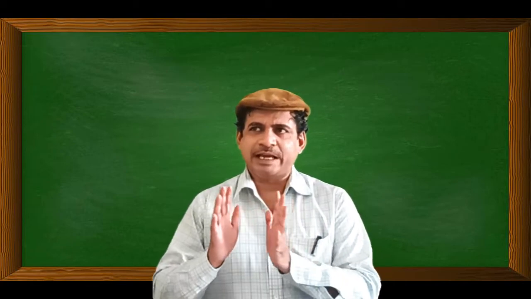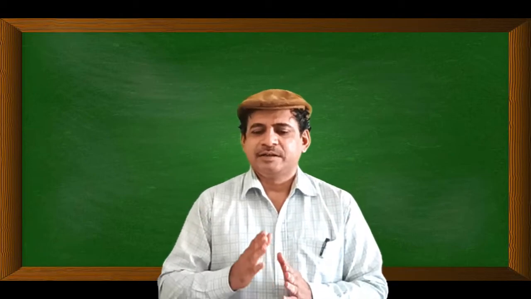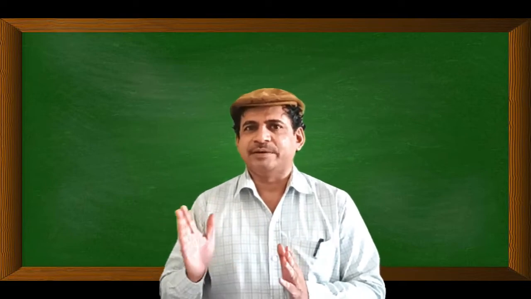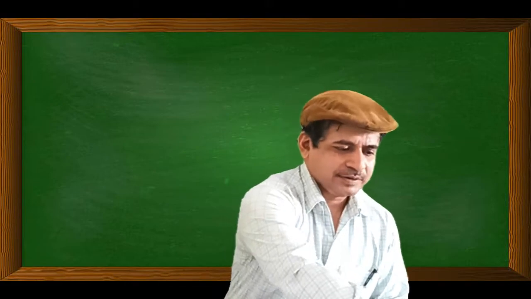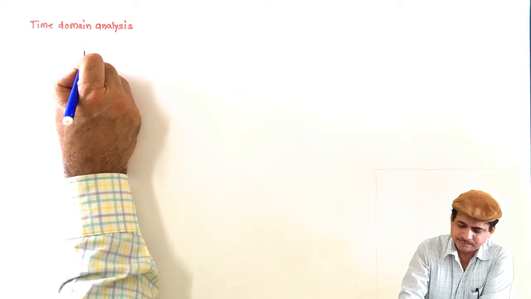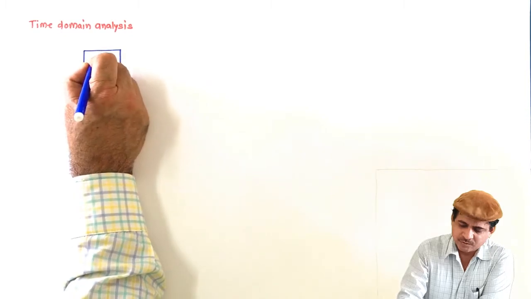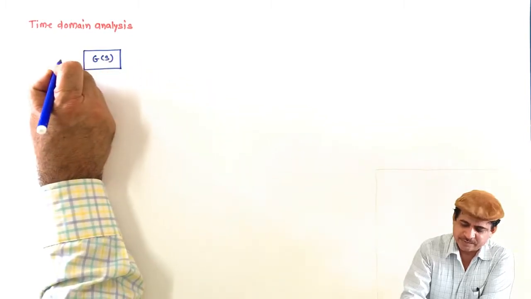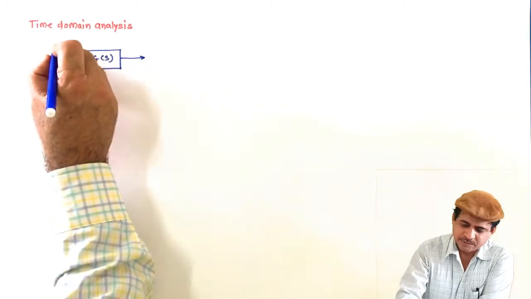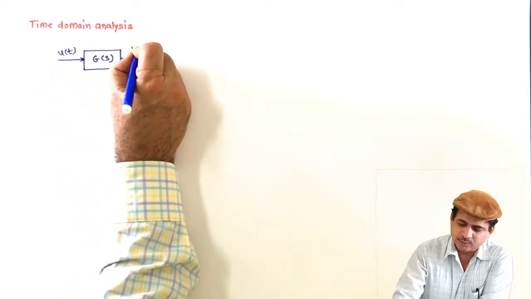So the word time domain analysis itself defines the same, that the analysis of the system in time domain. Time domain means independent variable is time. That is, we have a system, let us see, we have a system with, say, transfer function G(s). We are applying some input, say u(t), and getting output y(t).